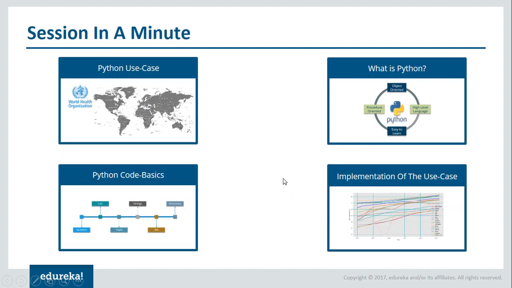Alright, so we started with the use case. We understood what we are going to implement in today's session. After that, we understood what exactly is Python and we saw various code basics. We started with variables and data types, operators, conditional statements, loops, functions, all those things. Then we saw how to actually implement the use case. For that, we used three libraries: Pandas, Matplotlib, and Numpy. And I've given you a small introduction on all of these three libraries.